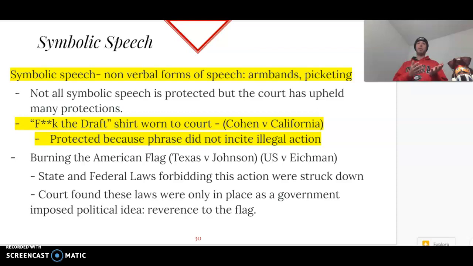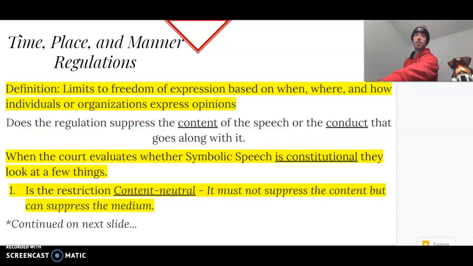Like you have the ability to either show respect or not show respect to the American flag. All right, this is something you need to know. How do I do this? Boom. Time, place, and manner regulations. You need to know this, okay? So, limits to freedom of expression based on when, where, and how individuals express their opinions. And this is what you need to make sure you understand: when they're limiting speech, they are not limiting the content as much as they are the conduct or the medium.